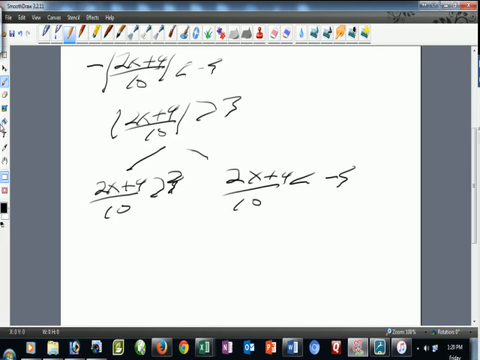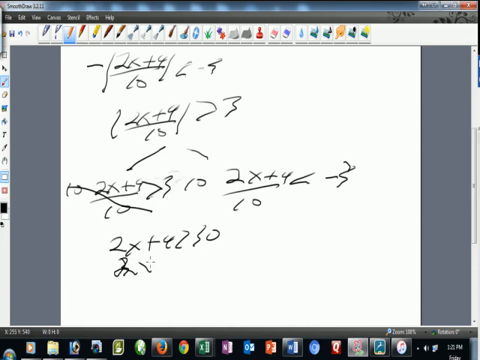Let's fix this 3 and make it prettier. Greater than what? 3. Notice this became less than negative 3 because you got to change it. Once again, what do you have? Fraction. 2x plus 4 is greater than 30. Move that 4 across the bridge, and that becomes 30 minus 4. 2x is greater than 26.